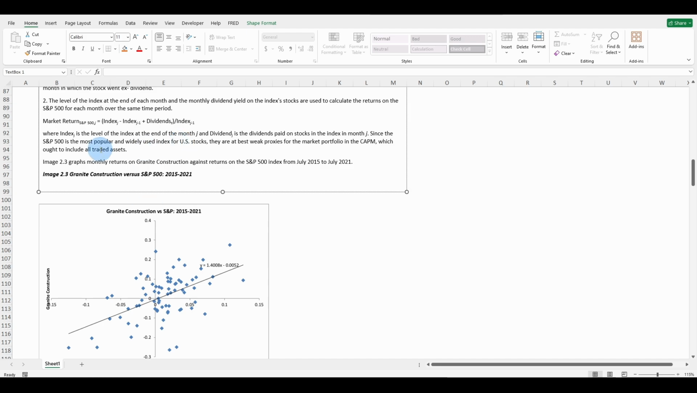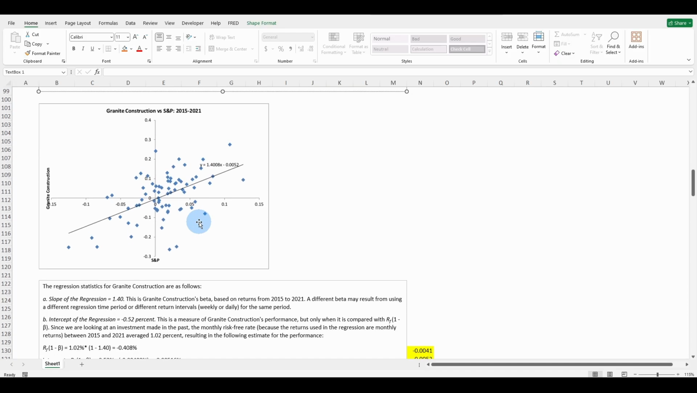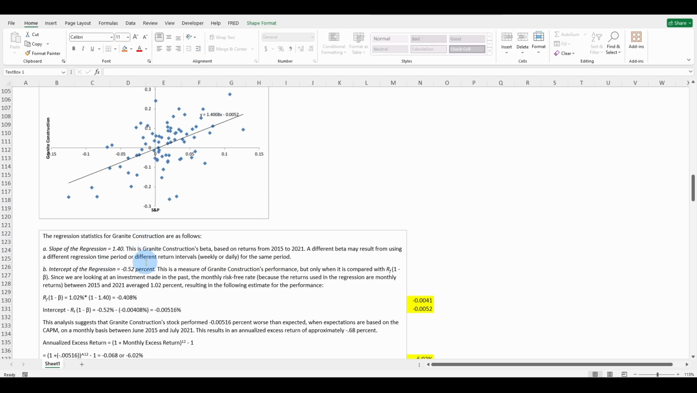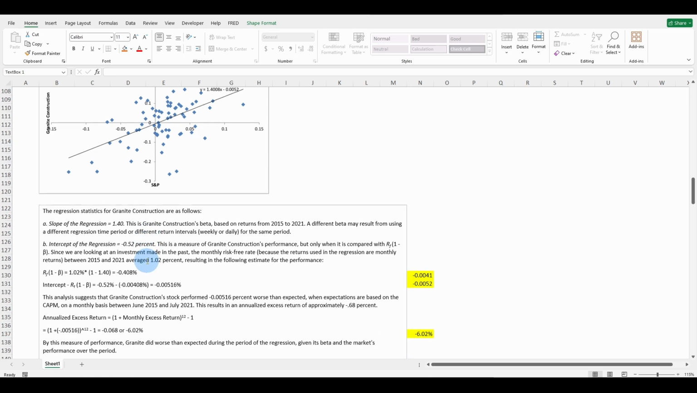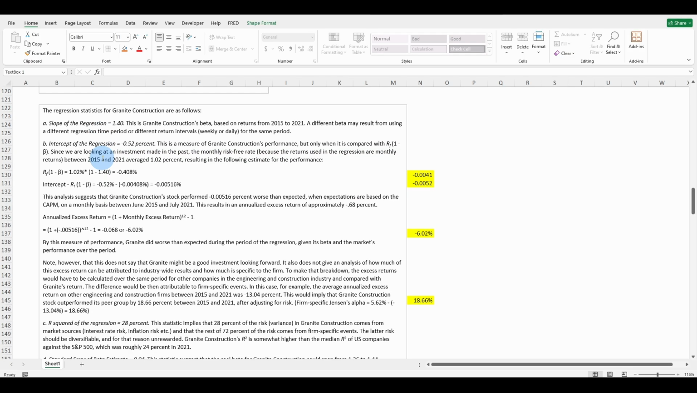Since the S&P 500 is the most popular and widely used index for U.S. stocks, they are, at best, weak proxies for the market portfolio in the CAPM, which ought to include all traded assets. Here is the monthly return on Granite Construction against the S&P 500. The regression statistics for Granite Construction are as follows. The slope of the regression equals 1.4 right here. This is Granite Construction's beta based on returns from 2015 to 2021. A different beta may result from using a different regression time period or different return intervals, weekly or daily, for the same period.